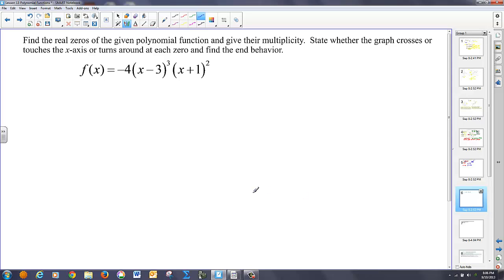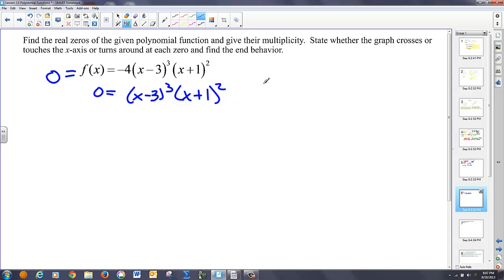Next, we're going to find the real zeros. The real zeros are basically trying to find out when y is equal to 0. I know y is just f of x, so really what I'm trying to do is solve this equation when it's set equal to 0. Now you'll notice it's already in factored form, which is nice. And I notice that I have a zero product principle. So if I divide both sides by 4, I get 0 equals x minus 3 cubed and x plus 1 squared.